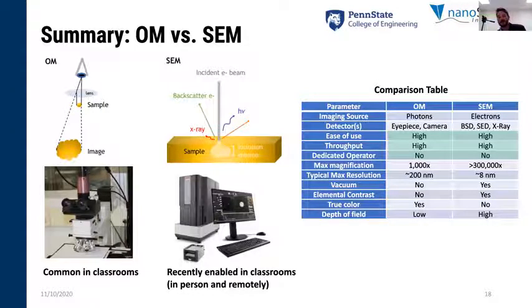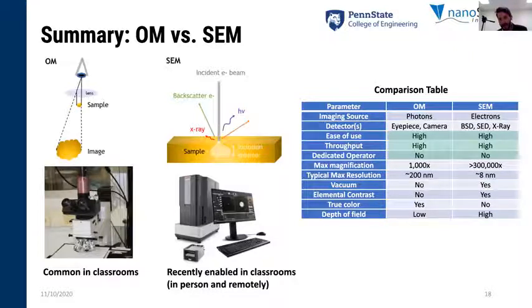Most notably, the one big difference is essentially the detectors. An optical microscope uses an eyepiece, or your eye, and the SEM uses something like a backscattered electron detector. On the other hand, they have some similarities as well. They're both very easy to use, and they don't require a dedicated operator.